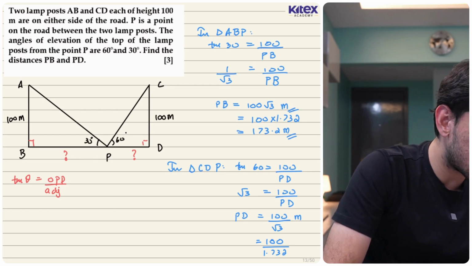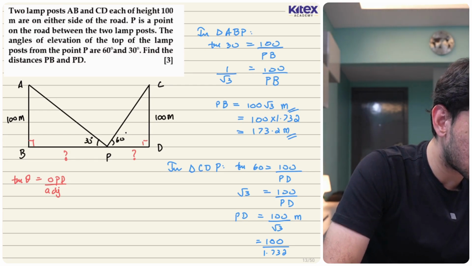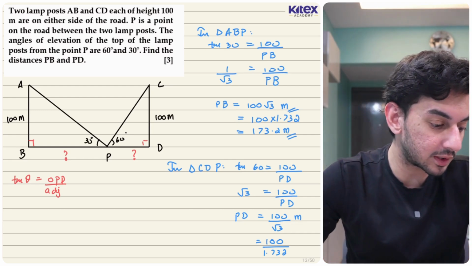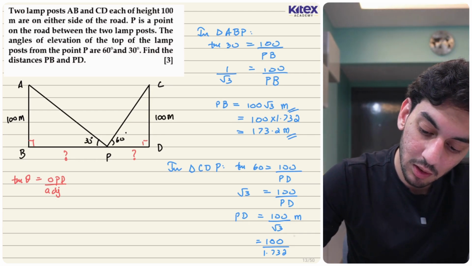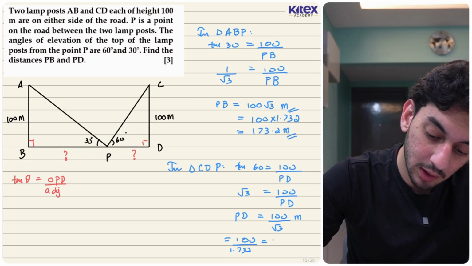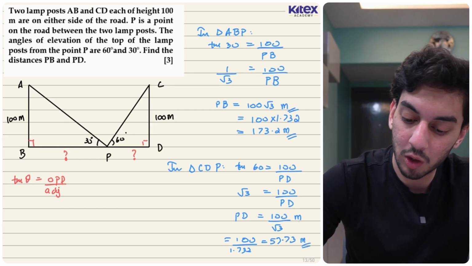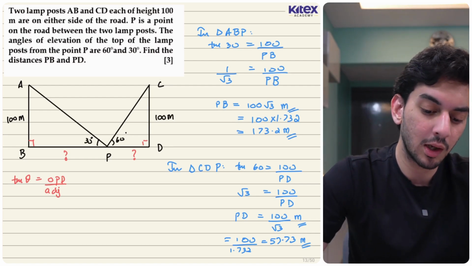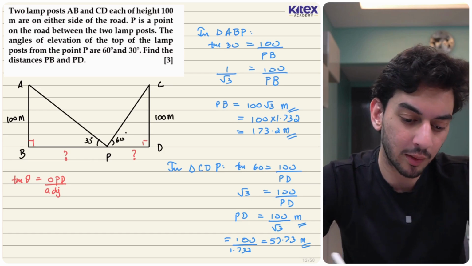Let me just check how much that is. That is equal to 57 point something. It is 57.73. Okay, so 100 over 1.732 is 57.73 meters. You can definitely leave it over here also, but rationalize the denominator, that would be better. That's an easy question, no tables, nothing, very easy.